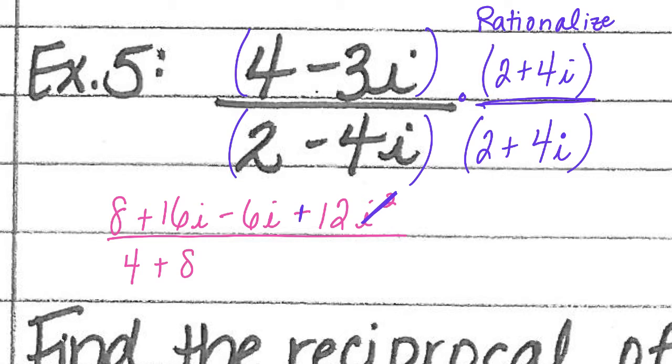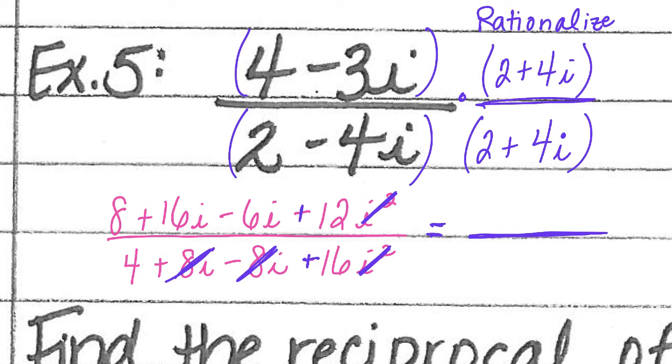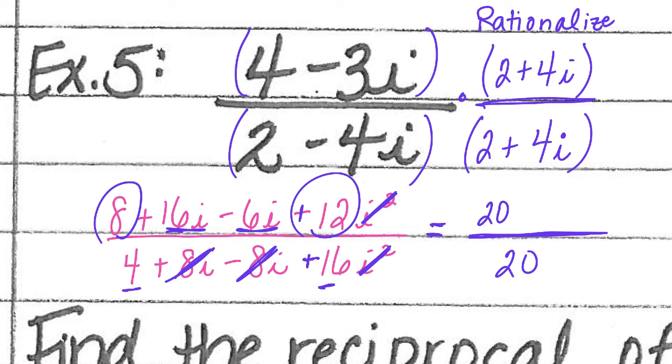Outer terms, 8i, inner terms, negative 8i, last terms, negative 16i squared, and again, I know this i squared is going to be positive. I also know that I did that to make the inners and outers cancel out. A positive 8i and a negative 8i cancel out. So on the bottom, it looks like I just have 4 plus 16, which is 20. And on the top, 8 and 12 is 20, and 16i and negative 6i is plus 10i.